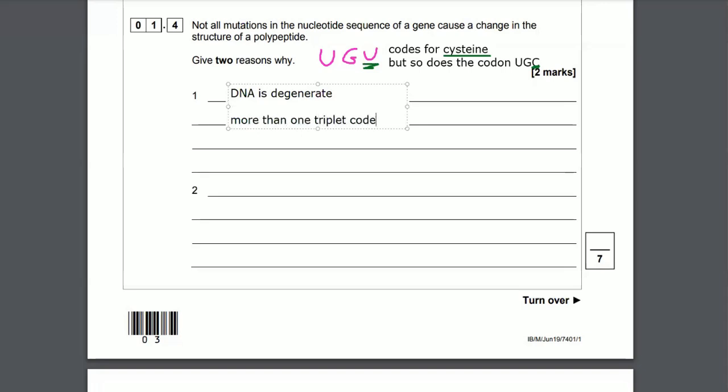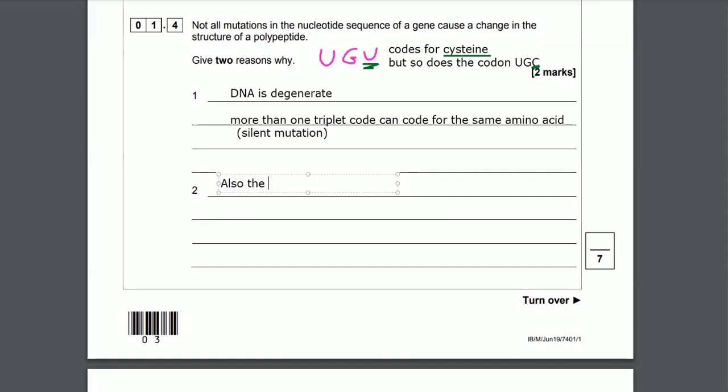This is basically pointing out that DNA is degenerate and that each amino acid has more than one triplet code. The same amino acid can be coded for by more than one triplet code. This is when you get those substitutions, which can result in silent mutations where you don't actually change the polypeptide structure and therefore the tertiary structure and the function of the protein. So if a mutation changed the U to a C, it would not affect the amino acid being coded for.